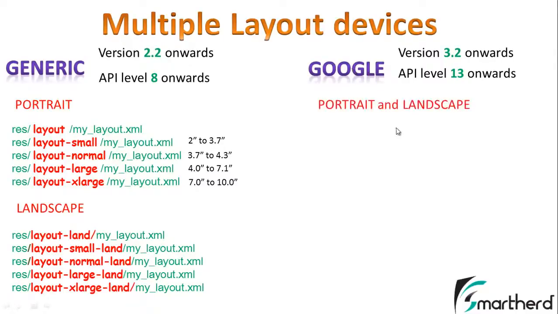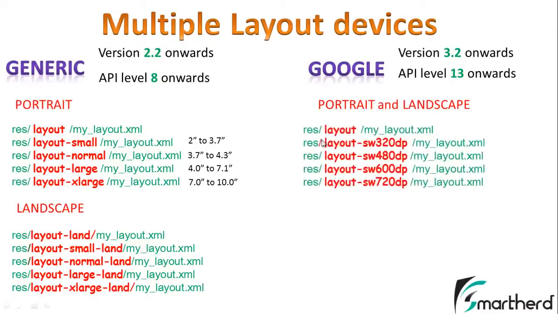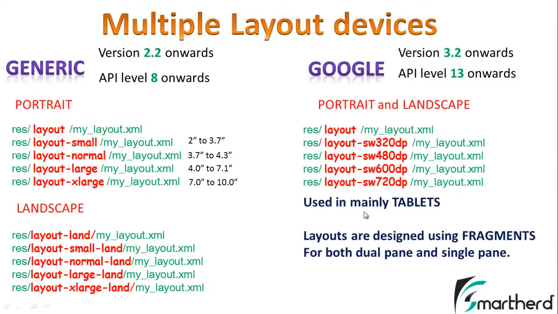In that case, we design the portrait and landscape mode layouts and store those layouts in these 5 folders: layout, layout-sw320dp, layout-sw480dp and so on. Now this SW stands for smallest width that the user's device bears at a time. Now you must be thinking, what the heck, why have I written these two columns? Now on the right hand side, if you are designing the portrait and landscape modes by using these folders, then it is always recommended that you use these folders mainly for tablets.